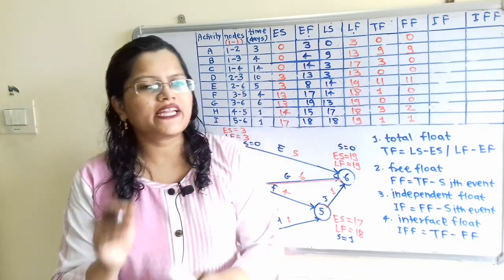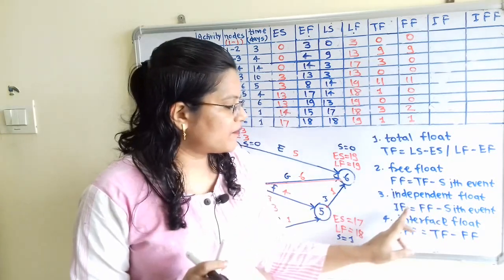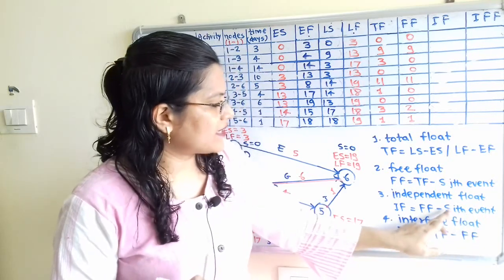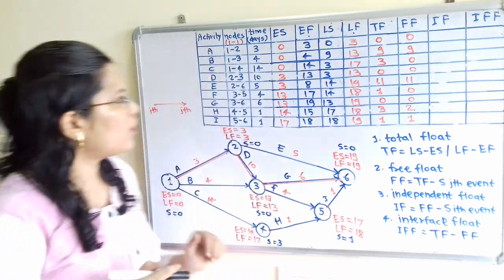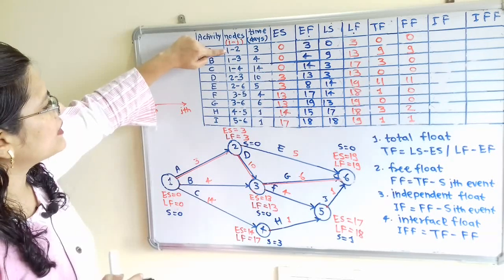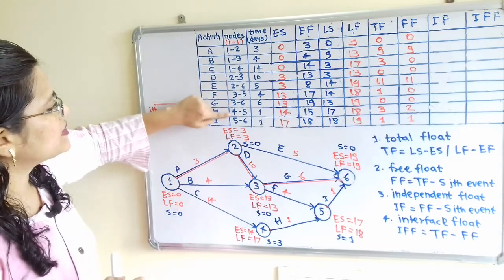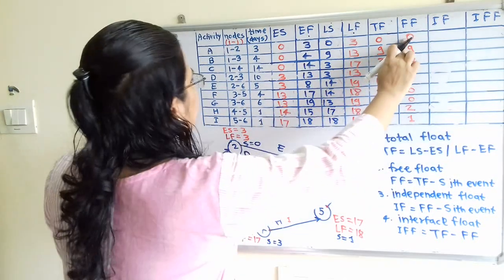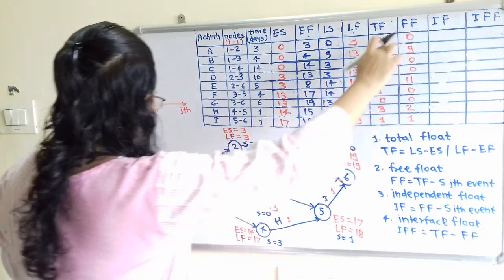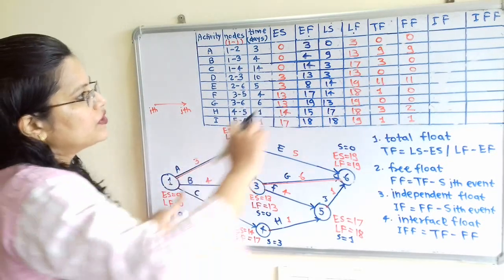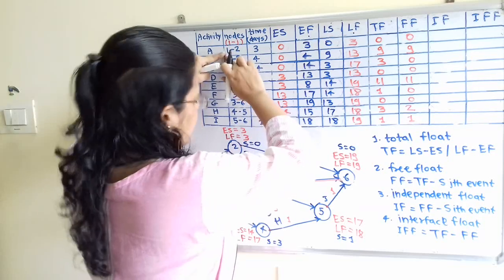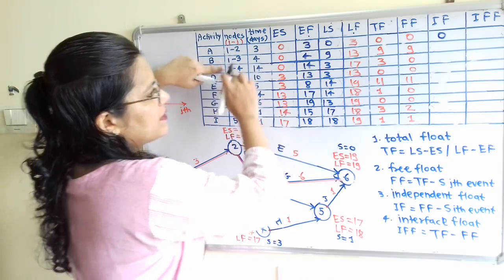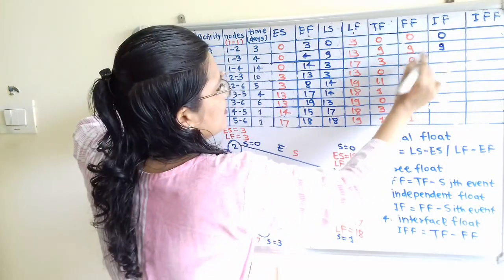Now we will calculate independent float. So independent float IF is equal to FF minus slack of the ith event. If we observe, for each activity the ith event is 1, 1, 1, 2, 2, 3, 3, 4, 5. So first we will refer to FF, that is 0, and the ith event is 1. For this one slack is 0. So FF is 0 minus 0, that is 0. Then 9 minus 0, because here the same ith event is there, that is 9. Then here it is 0.